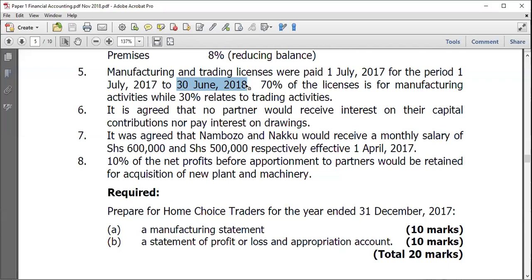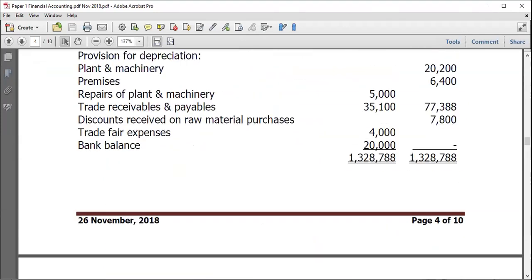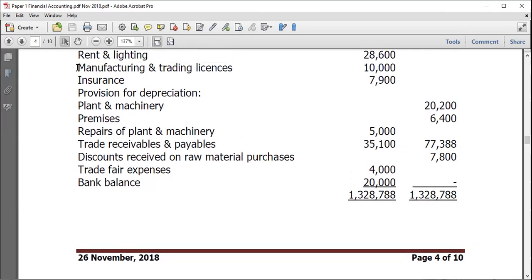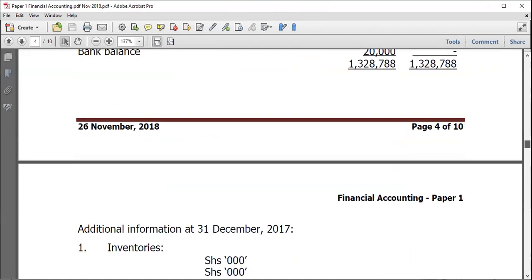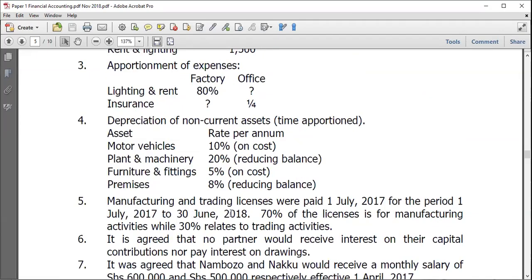Now, I want you to open your eyes onto this. It means that whatever we are seeing here, this manufacturing and trading, is not all for this year. Actually, a half of it relates to next year because it was paid starting 1st July 2017 to 30th June. So part of it is prepaid. It's a prepayment, and prepayments are not supposed to be included within our P&L. We have to reduce them, okay?